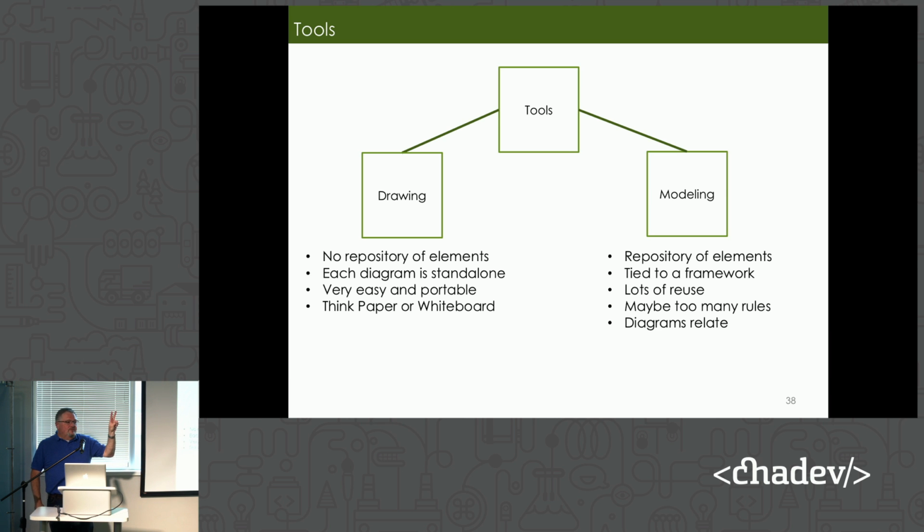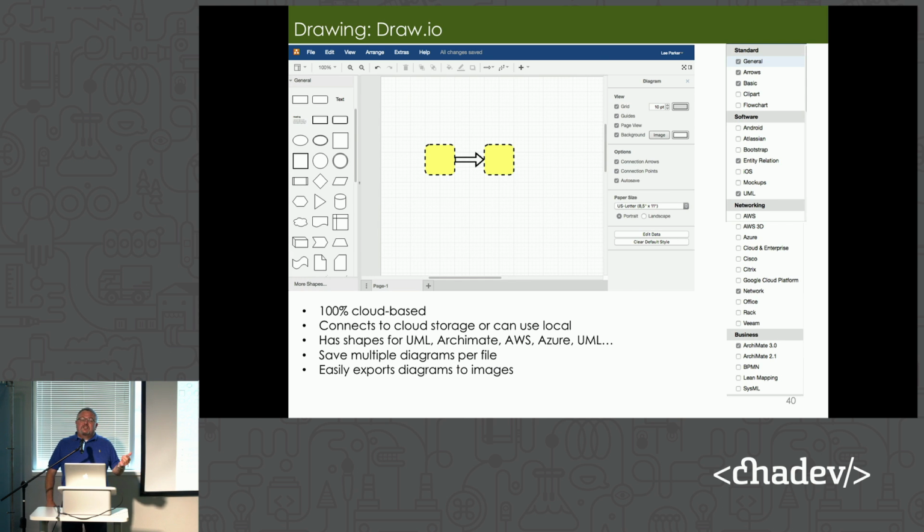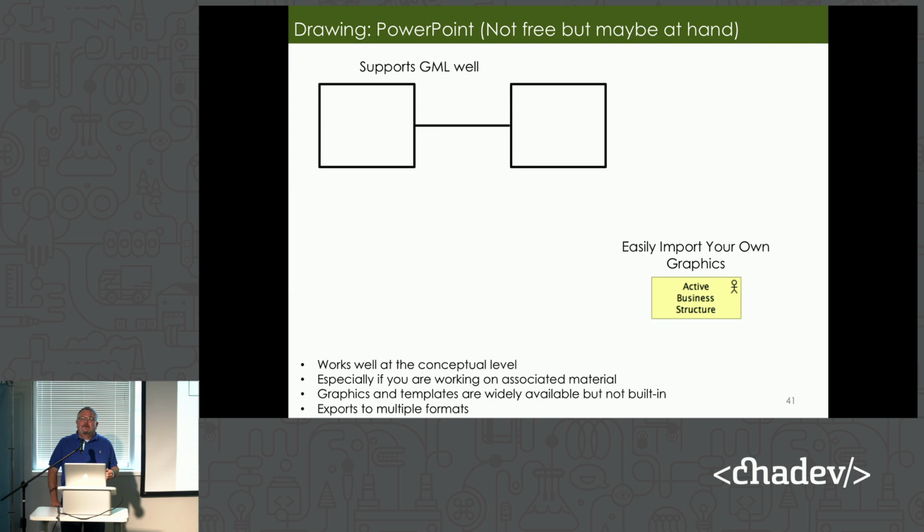There are 2 types of tools. One's drawing, like paper. The other is modeling. Modeling is the more complex thing because it usually has a repository, is built for reuse, and allows you to build more complex pictures as you go along. First example of drawing, paper and pencil. Everybody knows that. Second one is Draw.io. Draw.io is online, completely SaaS-based. It's a great thing to glance at. And if you haven't seen it, you can draw anything with it. I recommend it highly.